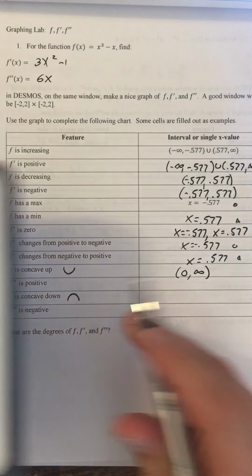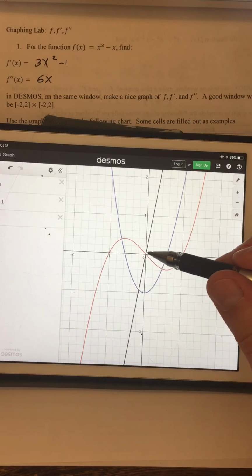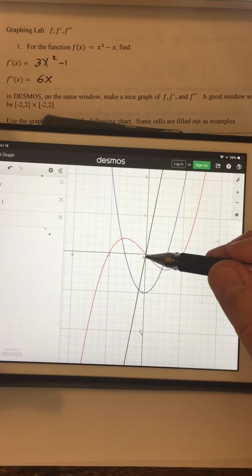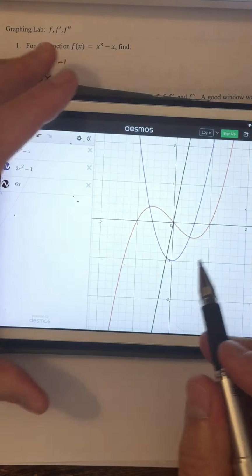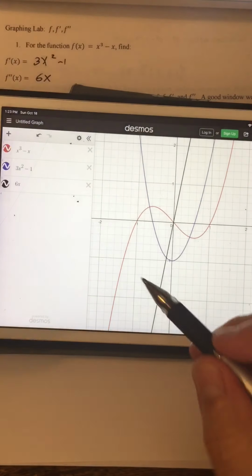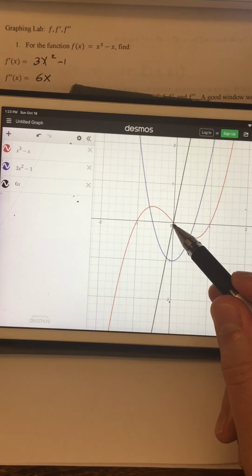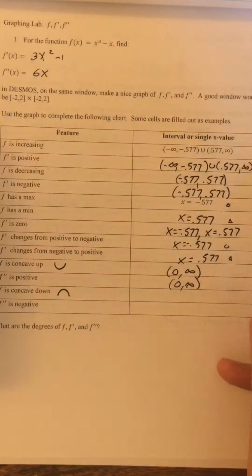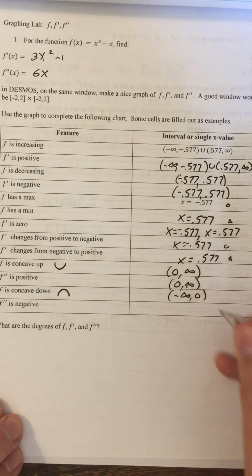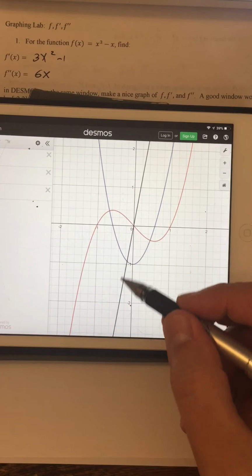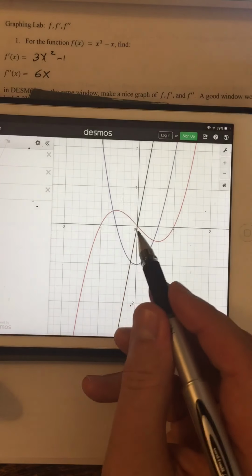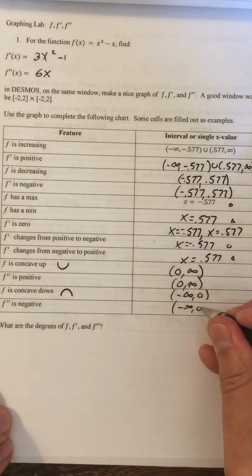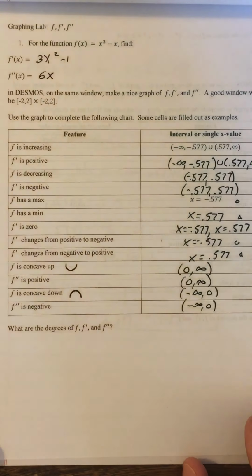Where is f double prime positive? F double prime is the black line. Where's the black line above the x-axis? From 0 to infinity. Where is f concave down? F is concave down like we're wearing a frown, right around this curve and down to here. So it looks like negative infinity to 0. And where is f double prime negative? F double prime is the black line. It looks like all the way over here, so negative infinity to 0. Oh, how about that?